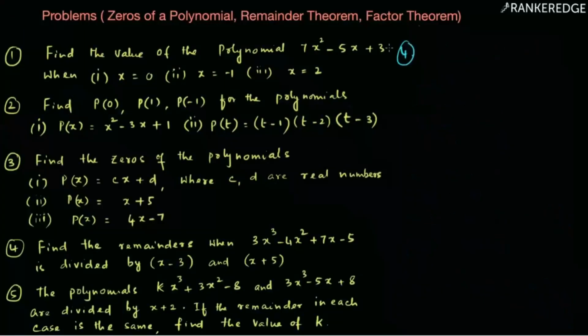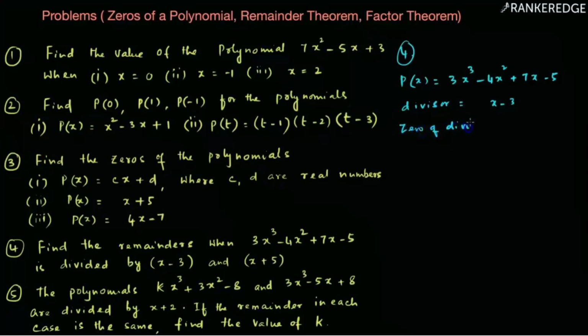Next one, find the remainders when 3x cube minus 4x square plus 7x minus 5 is divided by x minus 3 and x plus 5. The polynomial, let that be denoted by p of x, is equal to 3x cube minus 4x square plus 7x minus 5. And the divisor, in the first case, is x minus 3. What is the 0 of this divisor? 0 of divisor polynomial is equal to 3.